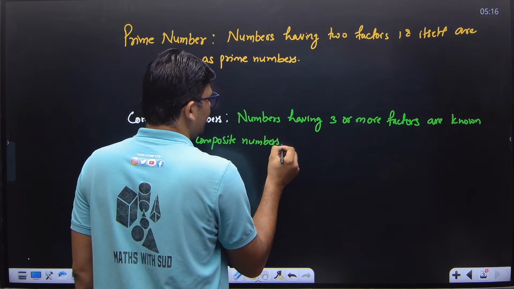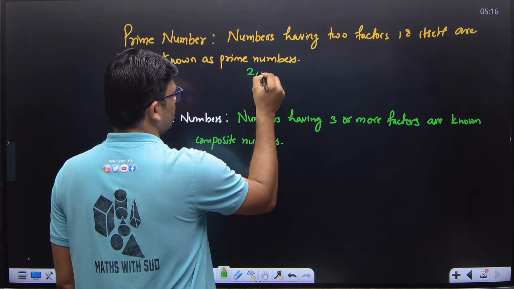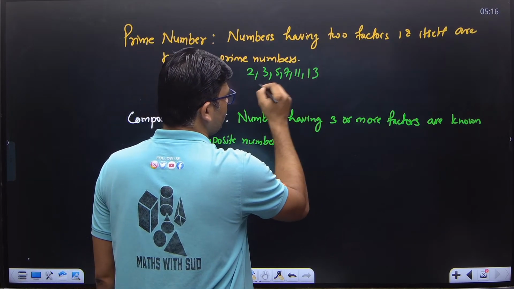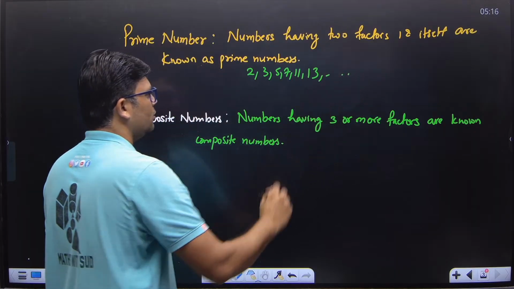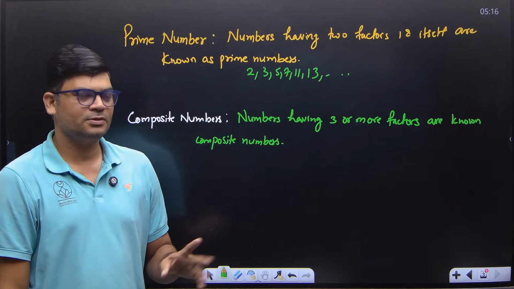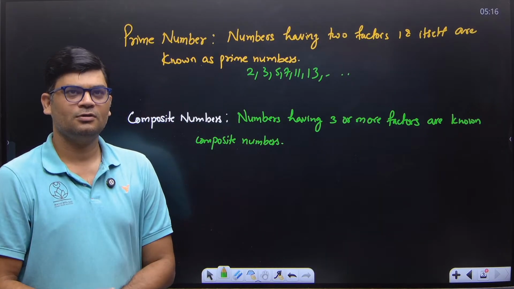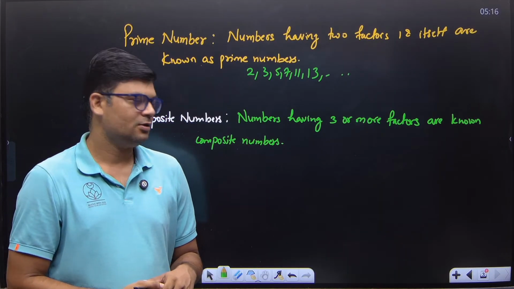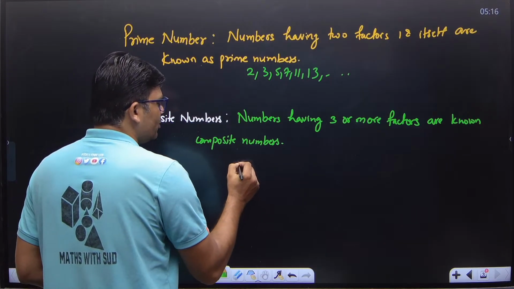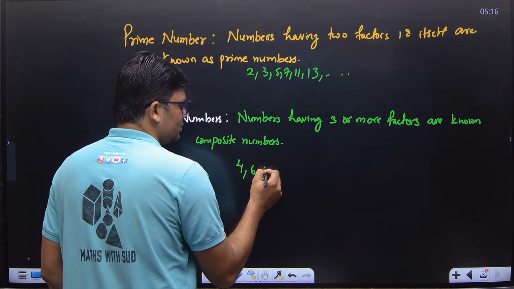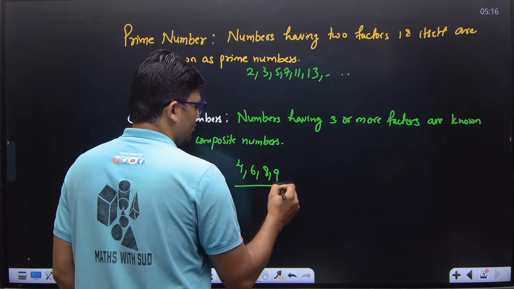So the minimum prime number is 2. Then 2, 3, 5, 7, 11, 13, it goes on like this, the list goes on. But we have to remember the first 25 prime numbers. Have you written up to here? Okay. So one more example for composite number: the minimum composite number is 4. You can say 6, 8, 9.